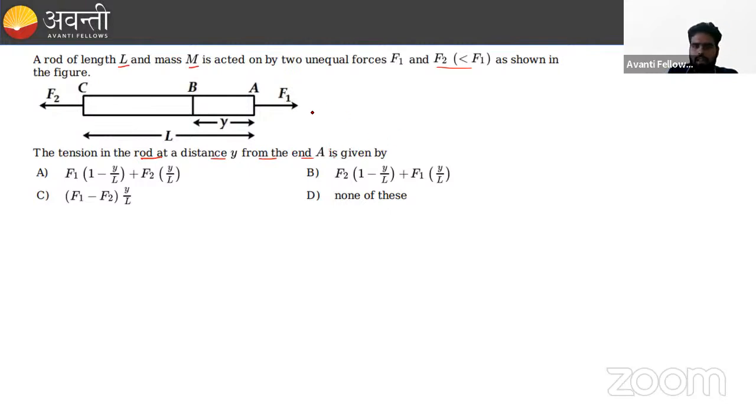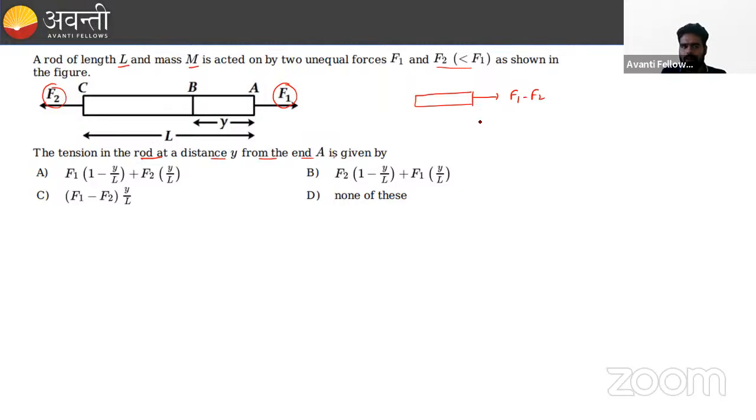Right. So guys, it is very clear in this diagram. The rightward force F1 is greater in magnitude as compared to F2. So we can say that the net force acting on this rod is nothing but F1 minus F2.